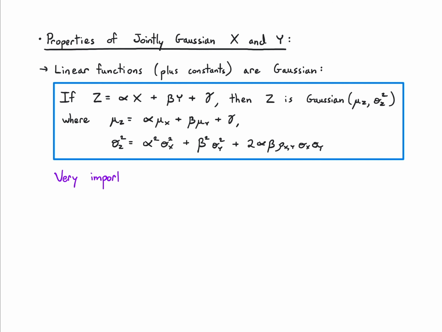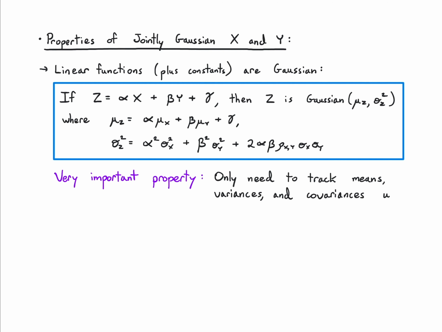This is a super important property because what it means is that I only need to track the means, variances, and covariances, or the correlation coefficients, under linear transformations. Okay, so instead of having to work out what happens to the PDF under every linear transformation, all I need to do is just use linearity of expectation and variance of a linear function to keep track of what happens to all of these different terms, right? And that's a lot easier than doing these PDF transformations.